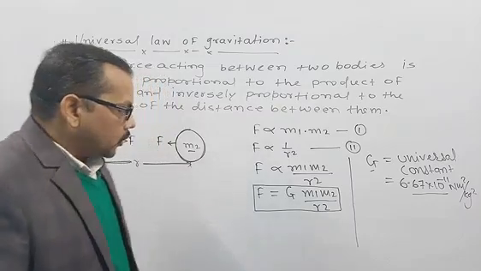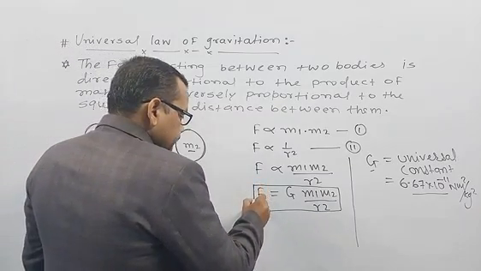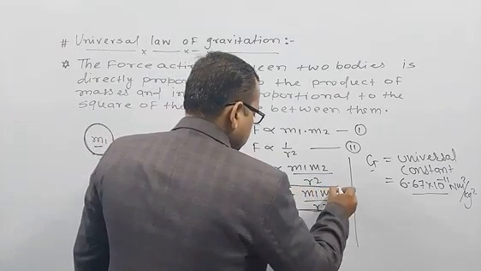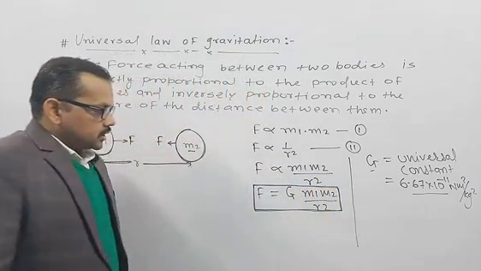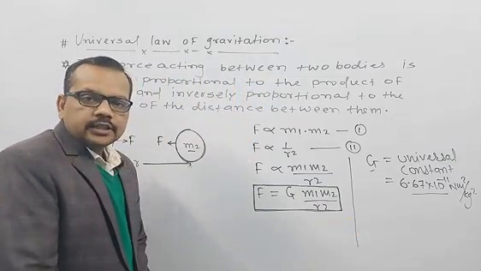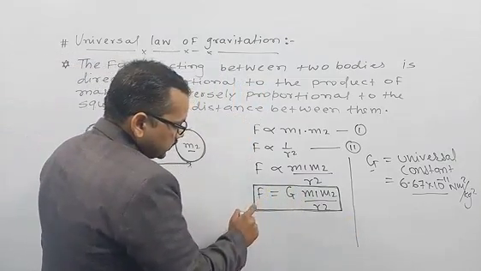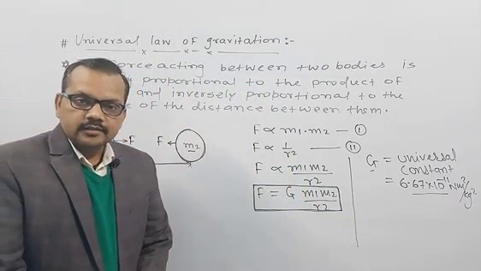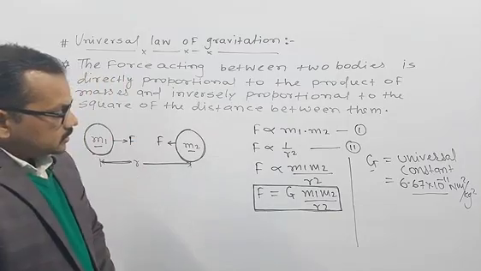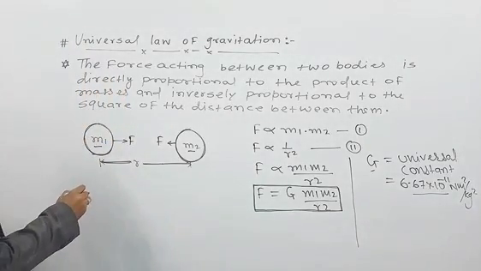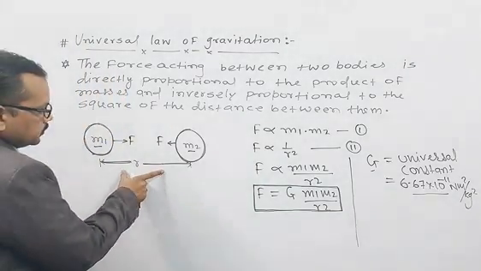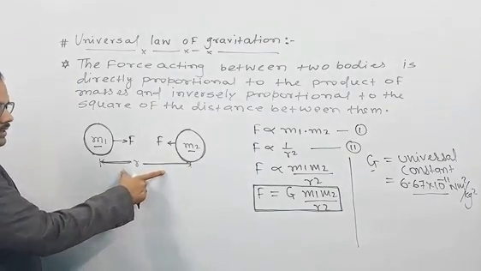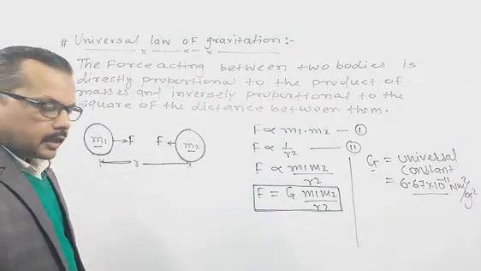It's okay? Now this equation is very important from the gravitation point of view, because we use this equation to find a relation between force and mass and force and distance between the bodies. Now next, what happens when the distance between two bodies becomes double?